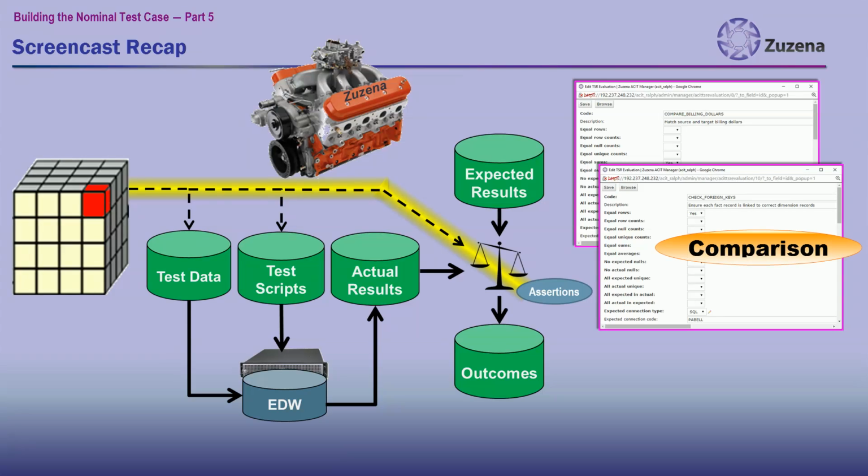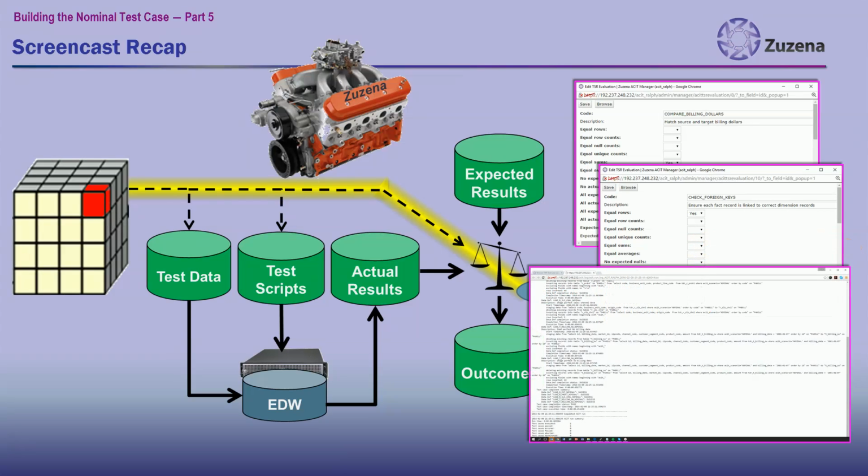Next, we created a new assertion that validated the foreign keys set by the ETL by comparing the actual keys found in the target table to those our team stored earlier in a table of expected results. Finally, we ran the test case and examined the console output, showing that Zuzena executed both test assertions, found they succeeded, and then labeled the test case run as a pass.